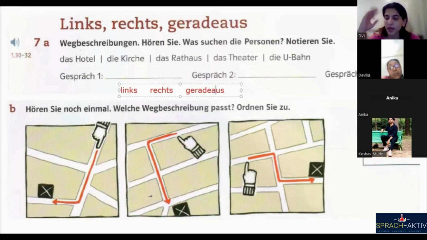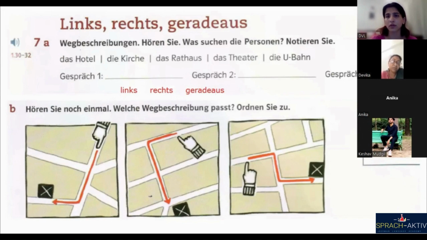Yeah? Yeah. Any doubts? Yeah. So these are the different directions that you need to use in A1. Basically, nobody is going to ask you to describe the way in your A1 exam, but in your hören this can come. Yeah, in your lesen this term can come. So you should know what links is, what rechts is, what geradeaus is. Okay? All right. Was it clear a little, Anika?